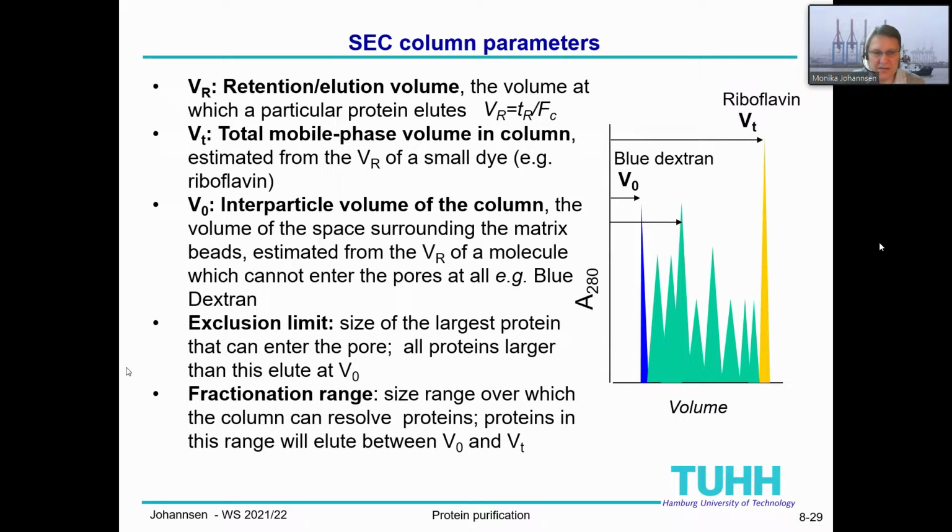The different resins are described by two numbers. One is the fractionation range, which I showed in the table already, which is the size range over which the column can resolve the proteins. And the exclusion limit is the size of the largest protein that can enter the pores, and all proteins larger than that will elute here at the V0.